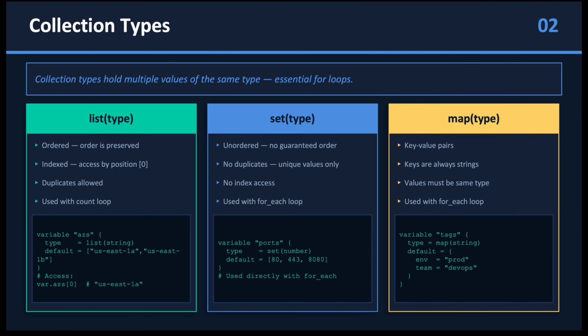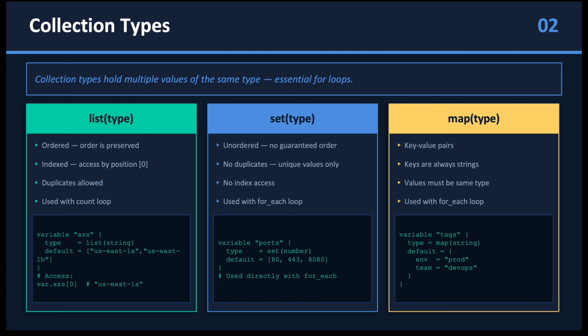Let's go on to the collection types. This is where it gets interesting, and this is what loops actually use. Three collection types: list, set and map. So let's start from the list. Ordered, indexed, think of it like an array. You can access an element by position, using var dot and the variable name, and then the index, like I have given in the example below.